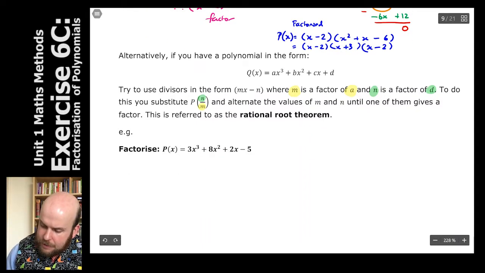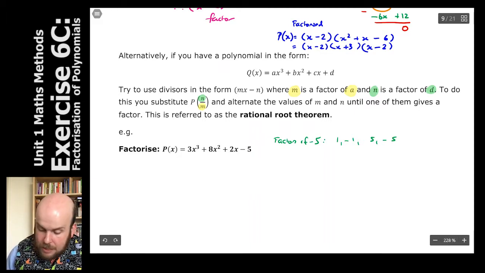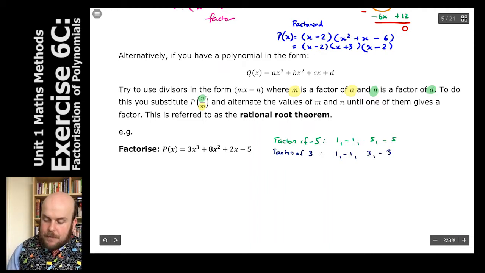So let's go and have a look at our numbers here. We've got 5 here, so I'm going to do my factors of -5 here. So it could be 1 or -1 or 5 or -5. That's fairly straightforward, which is wonderful. We've got a 3 at the front there, so factors of 3. We've got 1, -1 or 3 or -3.